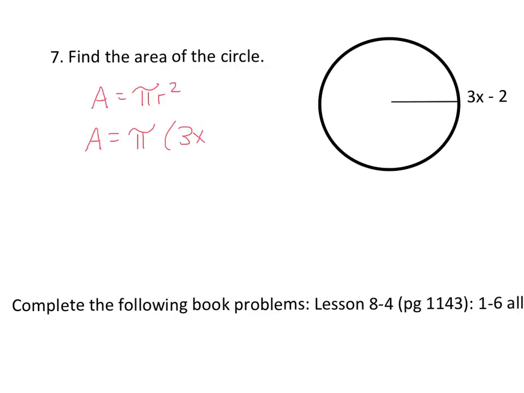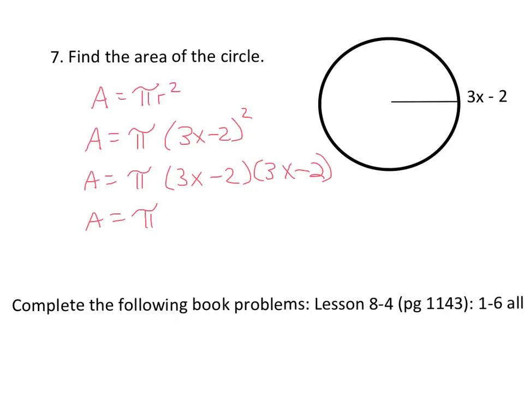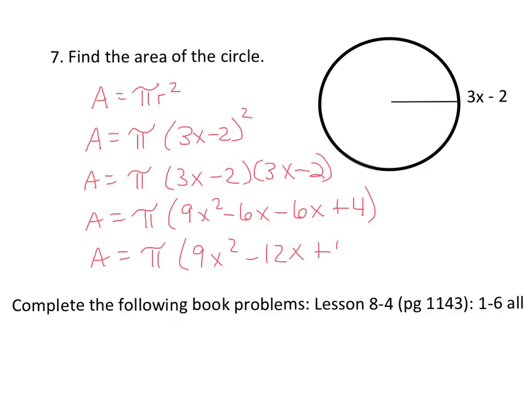And I've got 3x minus 2 squared. Now, just like we were taught, that squared means write this guy out twice. So I actually have pi times 3x minus 2 times 3x minus 2. So I have pi. I'm going to FOIL this out. So when I do that, I get 9x squared minus 6x minus 6x plus 4. I'm going to clean it up a little bit by combining like terms right here in the middle. And I'm going to get 9x squared minus 12x plus 4.